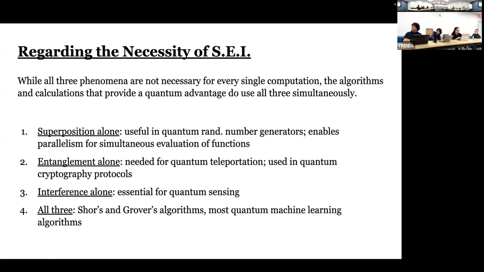So regarding the necessity of the 3 previous concepts, while all 3 aren't necessary for every single computation, the algorithms and calculations that provide a quantum advantage do use all 3 simultaneously. Other examples: superposition alone is useful in quantum random number generators, parallelism for evaluation of functions, entanglement alone is used for quantum teleportation, interference alone is essential for quantum sensing, but all 3 are needed for, for example, Shor's and Grover's algorithms and most quantum machine learning algorithms.